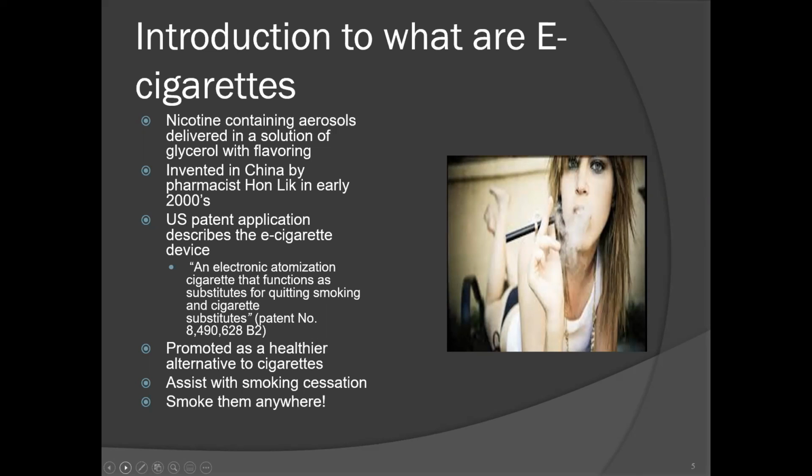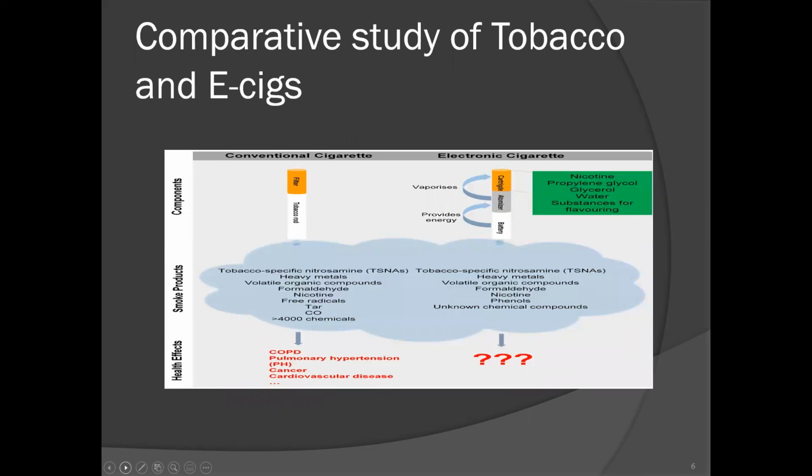Where smoking cigarettes, no. So, a comparative study of tobacco and e-cigarettes: on the left-hand side, conventional cigarettes, on the right-hand side, the electronic cigarette, with the top part showing the components and the middle part the smoke products. What you're seeing in the middle part is greater than 4,000 chemicals in a regular traditional cigarette. In an electronic cigarette or vaping device, there are fewer substances, but it's not that there are none, number one. And number two, some of the chemical compounds are still not well understood. The health effects are not well understood.